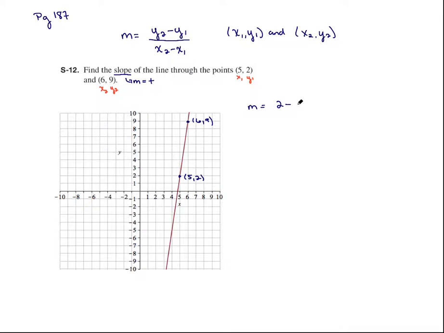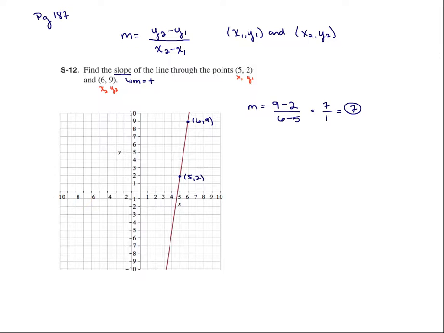Let me follow my formula here. So 9 minus 2 divided by 6 minus 5. On the numerator we get 7, on the denominator we get 1, and that gives us a slope of 7, telling us that the steepness of this line is 7/1, or 7.